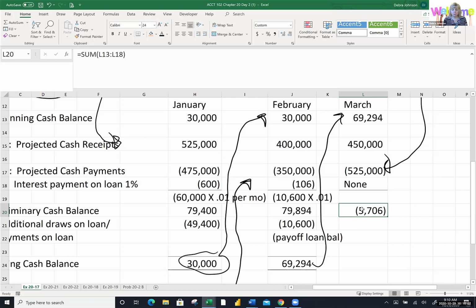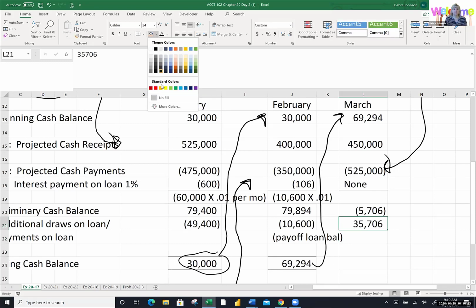If I drew 25 from my line and stuck it in my cash account, I'd only be up to 20, right? I need this number to be 30,000. So how much do I need to draw against that line? 35,706 to make that bottom number 30,000. I need to take out from my loan, or add to my loan, 35,706.